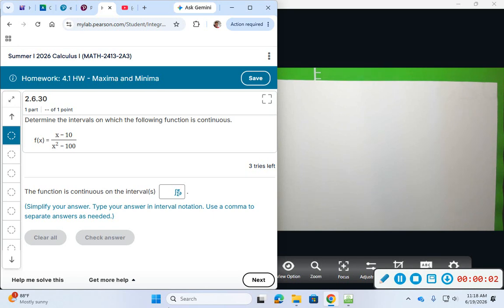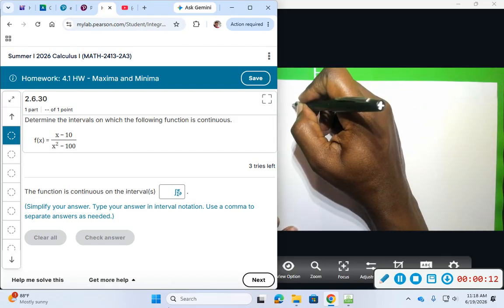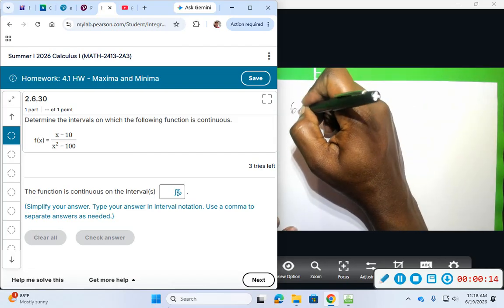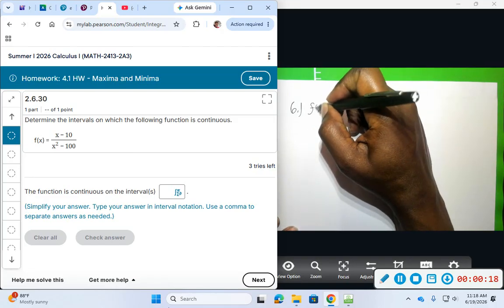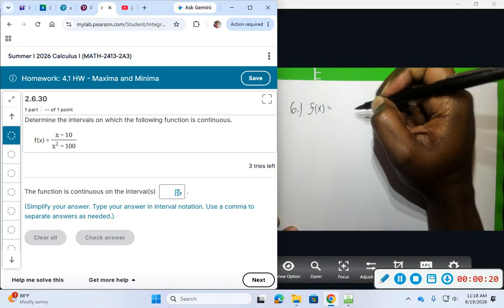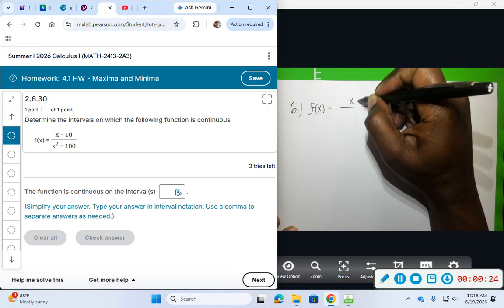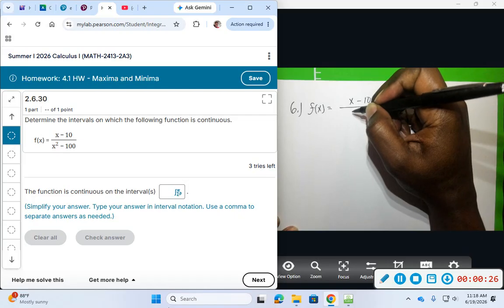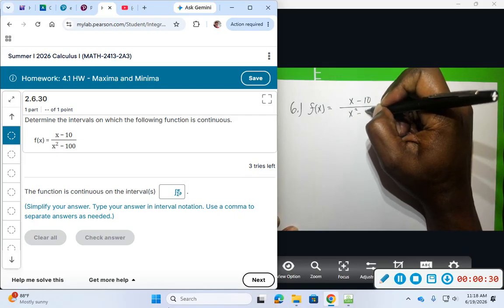All right, question number 6. We want to determine the intervals on which the following function is continuous. So this is just a review question from chapter 2. So we have the function f of x equals x minus 10 divided by x squared minus 100.